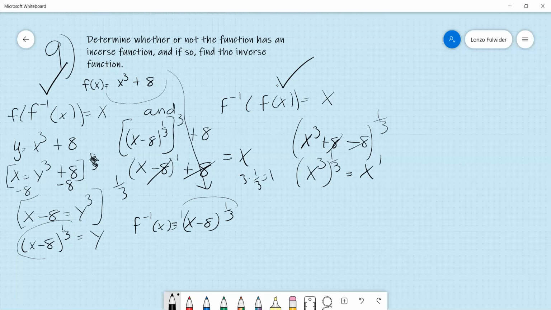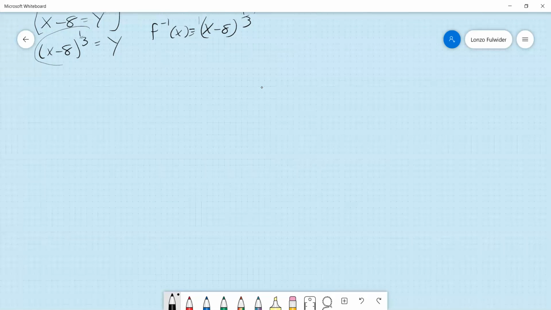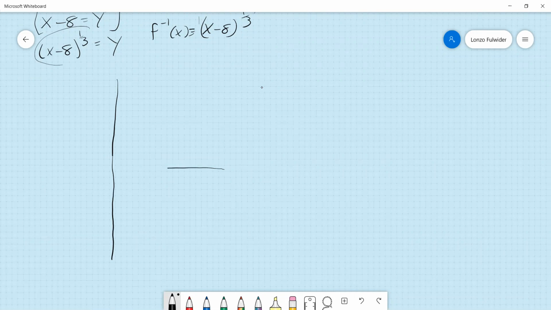If you didn't want to do it mathematically, what you can do is graph x cubed plus 8, and then do not a vertical, but a horizontal line test. So if it passes the horizontal line test, so if it hits it only once, then yes. If it hits it twice, then no, it doesn't have an inverse. Let me just graph these two functions to make sure you understand this a little bit.